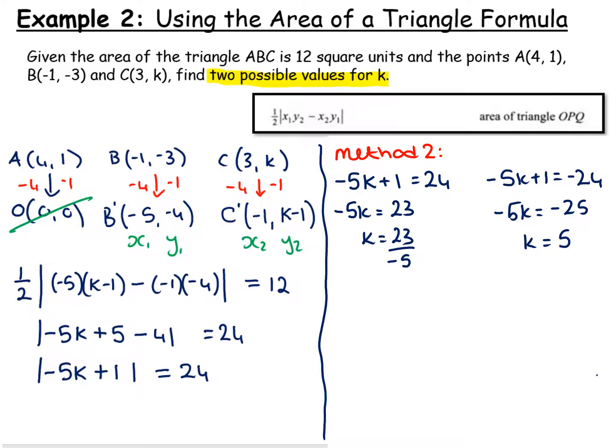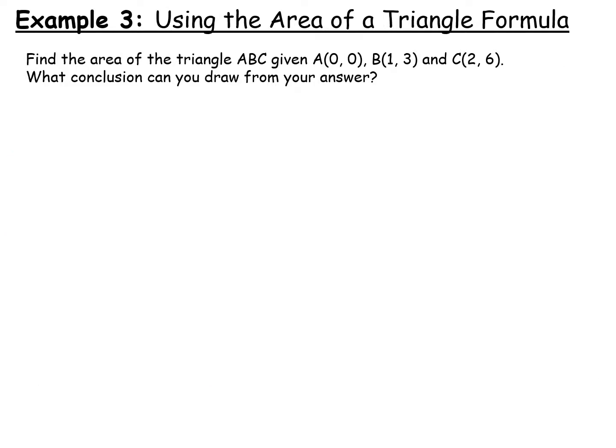For some of our exam questions, this method is a lot easier than squaring. I suppose with squaring, you're always going to be able to square. In this case, I would advise students against using method 2 when we have inequality signs, but it definitely is a nicer way to finish this particular question. So example 3, using the area of the triangle formula. Again, we're going to use this, but for a different reason.